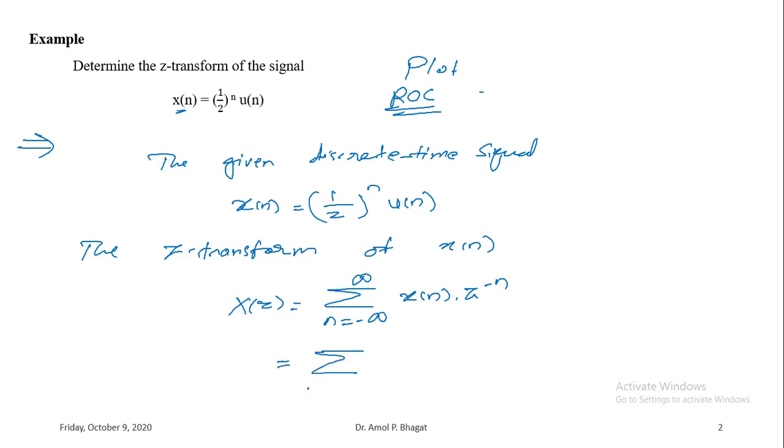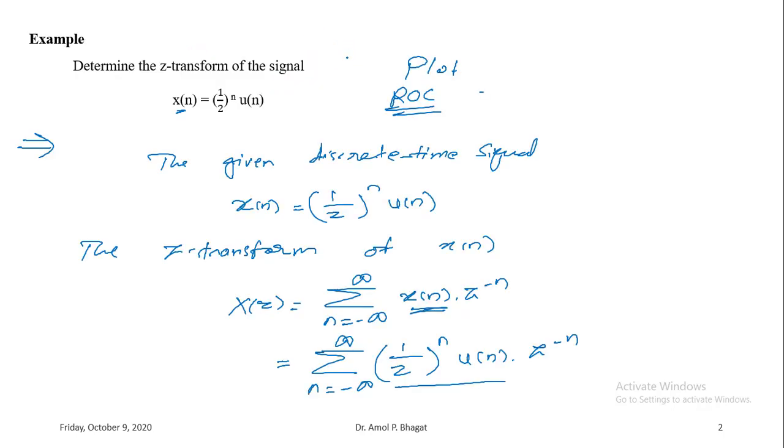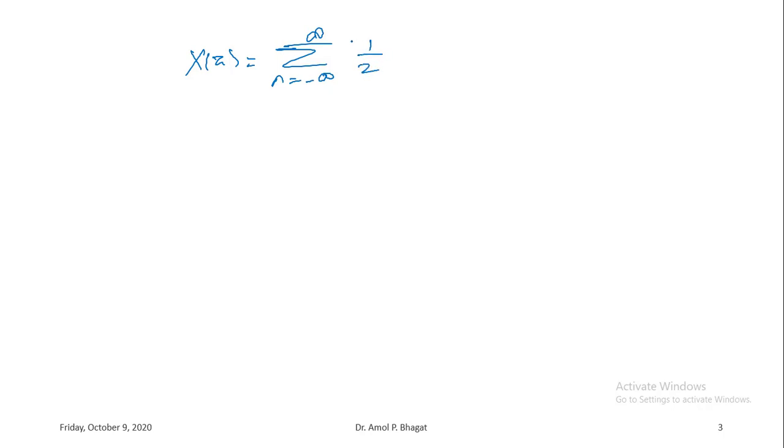In place of x of n, you can substitute the given signal value, that is (1/2) raised to the power n u of n, into z to the power minus n. I will rewrite this last equation here. So X of z equals summation n equals minus infinity to infinity (1/2) raised to the power n into u of n into z to the power minus n.